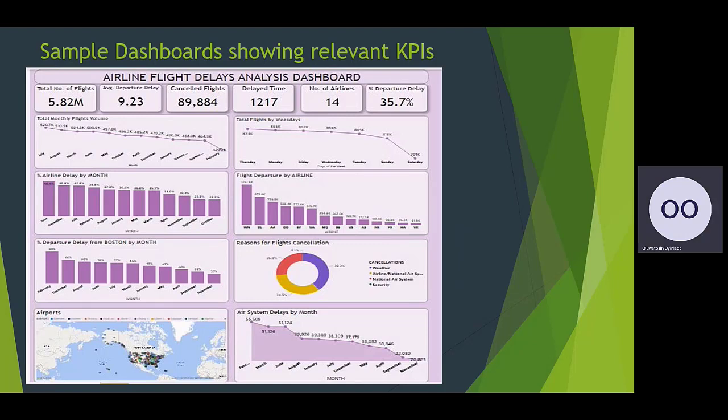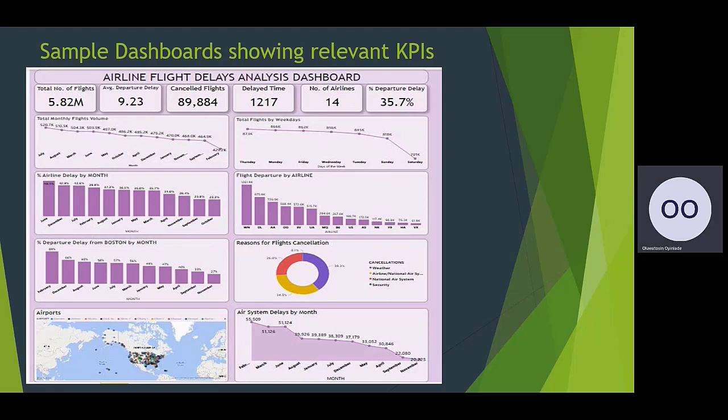Then the flight departure by airline. You can look at the percentage of flight departure by airline. This time around, all the 14 airlines, you can look at their departure by airline. So how many of them? You can see the ones with the high bars and the ones with low bars.